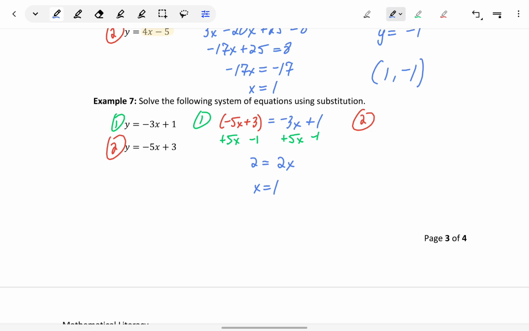Then if we substitute that back into equation 2, we could have also used equation 1, but we'll use equation 2 here. We get y is equal to negative 5 times 1 plus 3, which will give us y is equal to negative 5 plus 3, or negative 2. And we end up with the coordinate pair 1, negative 2 as our solution.